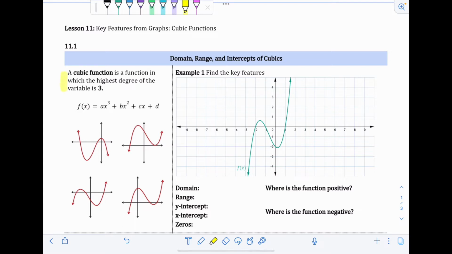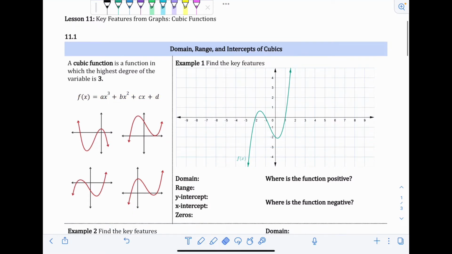Starting at the upper left corner, a cubic function is a function in which the highest degree of the variable is 3. So x to the third power basically, unless you have a different type of variable other than x. So standard form is f of x equals ax cubed plus bx squared plus cx plus d. You don't have to have all four of those terms for it to be a cubic function. You just really need the x to the third term.